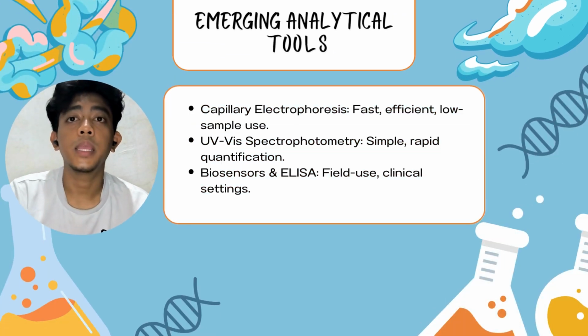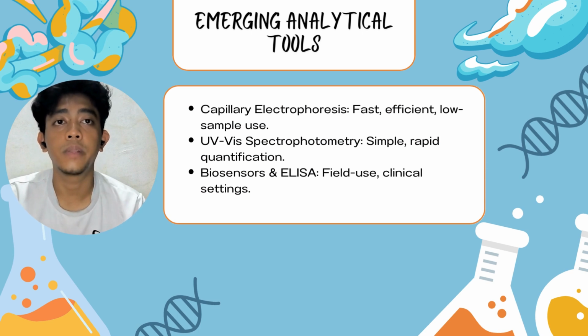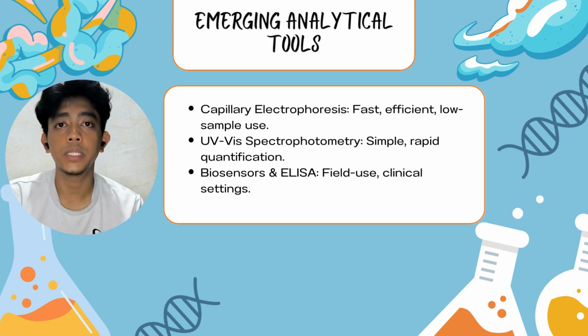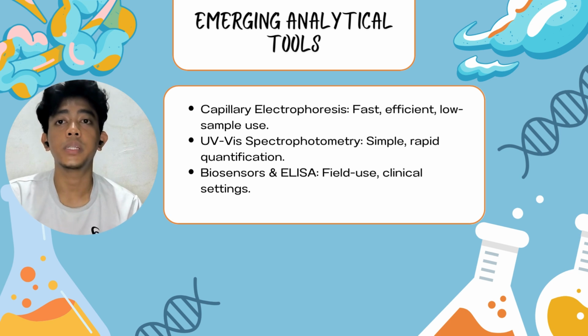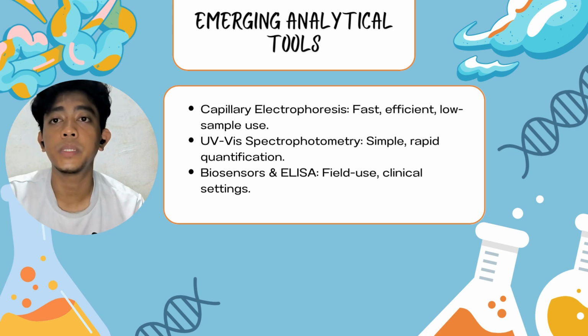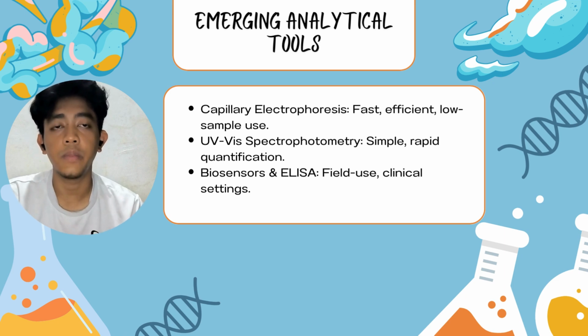Besides classical techniques, newer methods are gaining popularity. Capillary electrophoresis (CE) provides high-resolution separation with small sample volumes. UV-Vis spectrometry is quick and cost-effective for initial screening. Biosensors and ELISA-based immunoassays offer real-time detection of specific alkaloids like nicotine and morphine, even in clinical and environmental samples.